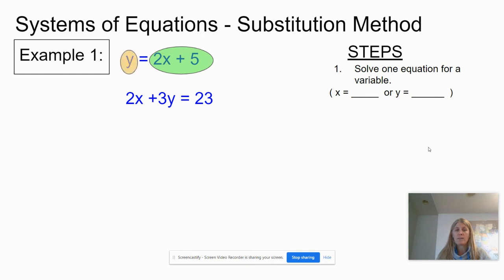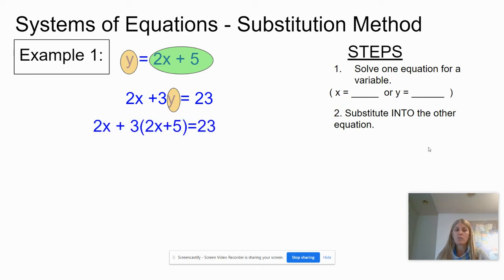The reason this is called substitution is we're going to take a look at the second equation, and where we see our y, so we see 3y, we're going to replace our y with what y is equal to, which in this case is 2x plus 5. So we're going to rewrite that second equation, but instead of where we have that y, we're going to put in there instead 2x plus 5. So this is step number 2. Substitute what y is equal to, or x is equal to, into the other equation. So we're going to rewrite that.